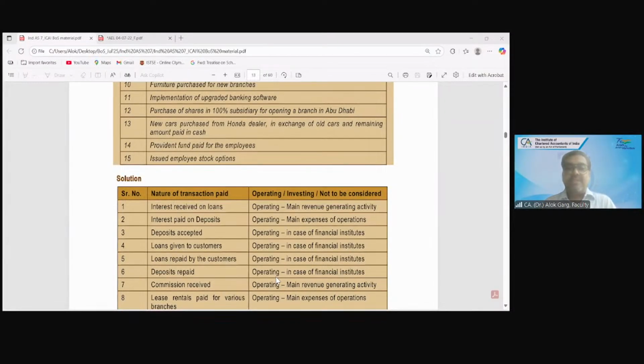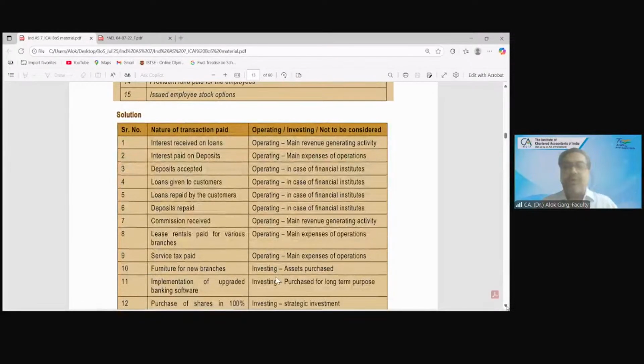New car purchased from Honda dealer in exchange of old cars and remaining amount paid in cash. Investing. Whatever cash paid, of course, it's an investing activity. Whatever cash paid will come into the cash flow statement. Yes, sir. Provident fund paid for the employees. Operating. Issued employee stock options.